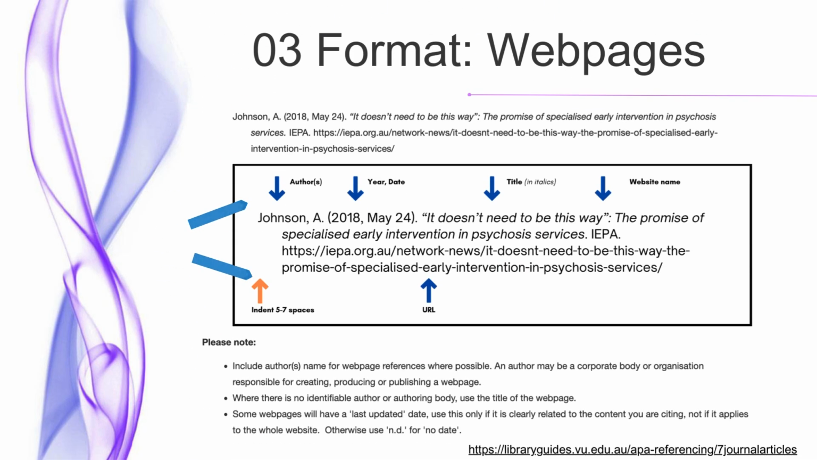Next, let's take a look at the format for referencing website pages. To begin with, the reference entry starts with the author's name, followed by the year of publication in parentheses. This is then followed by the title of the article in sentence case. After that, include the name of the website in italics to indicate the source. Finally, provide the full URL of the web page.